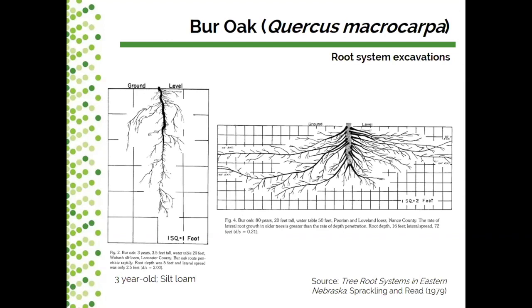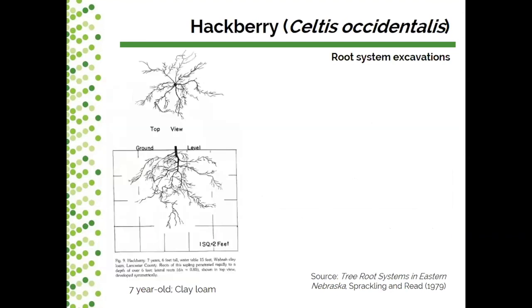And then they dug out a much larger tree, which is really amazing that they did this, an 80-year-old tree. And you can still see that really dominant taproot, but you can also see tons of lateral roots at different depths going out much further in terms of total distance than the taproot is exploring vertically.